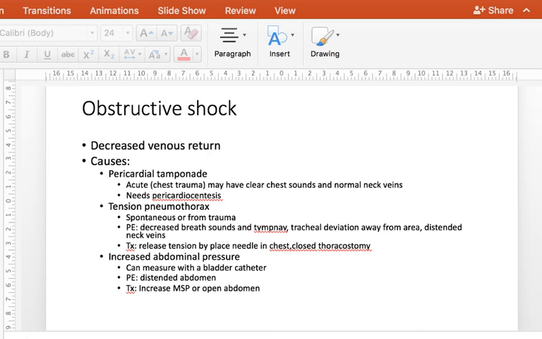This can happen acutely or subacutely. So acutely would be like chest trauma, and if it's acute, you may not have time to hear the accumulation of fluids, so they may have clear chest sounds and normal neck veins.